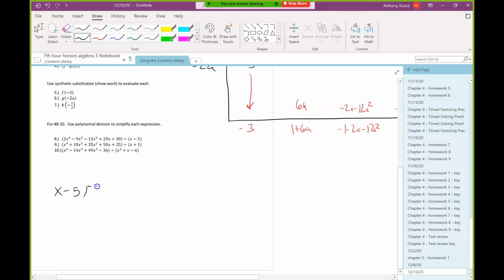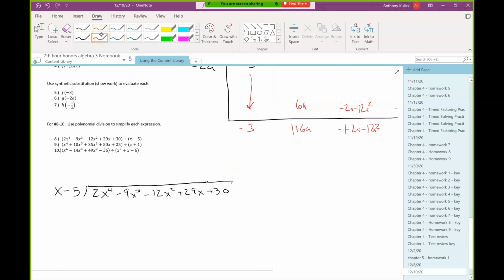The divisor is going to go on the outside of our division bar. And then the dividend is going to go underneath. That's our initial setup. Okay. And then we'll ask ourselves, how many times does x go into 2x to the 4th? Well, that would be 2x to the 3rd, because 2x to the 3rd times x gives me 2x to the 4th. So multiply that to both parts of the divisor.